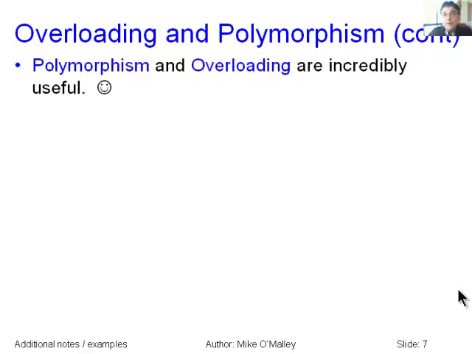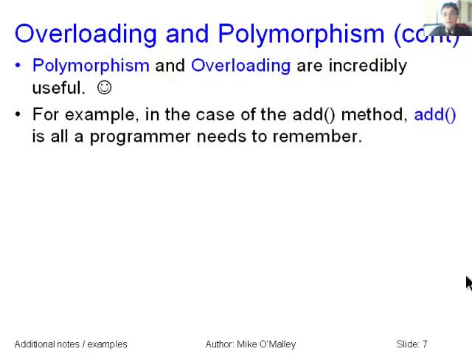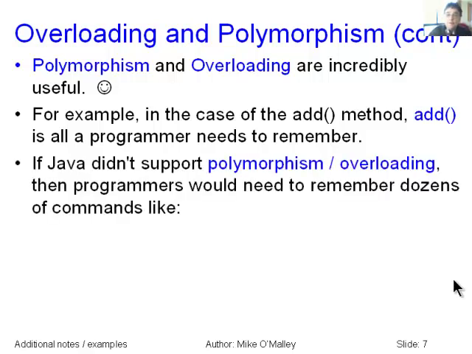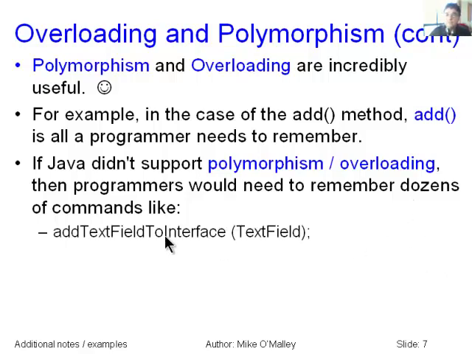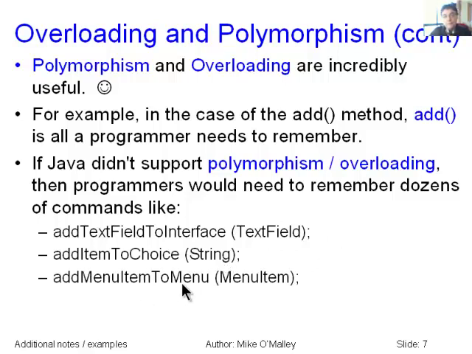So polymorphism and overloading are incredibly useful. For example, in the case of the add method, add is all a programmer needs to remember. You don't need to remember that there's a whole heap of different add commands and they've all got different names. There's just one name you have to remember, that's add, and you just remember the parameters you need to pass and how you invoke the method. Okay. If it wasn't for polymorphism and overloading, then programmers would need to remember dozens of commands like these. Add a text field, add text field to interface, or add text field to GUI, or something like that. Add item to choice, and you'd pass it a string. Add menu item to menu, and you'd pass it a menu item, and so on.